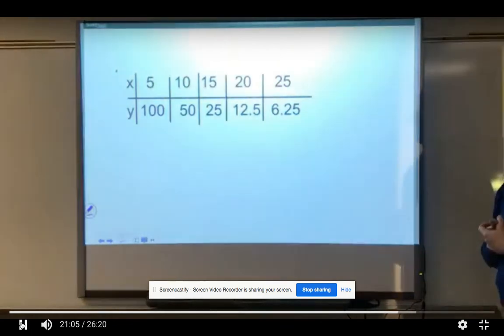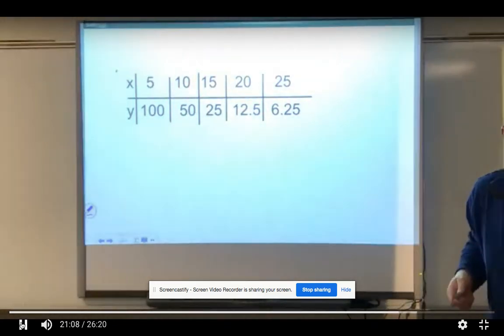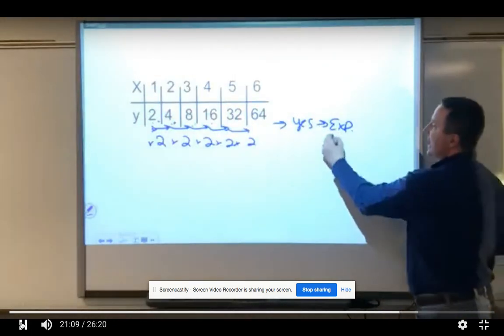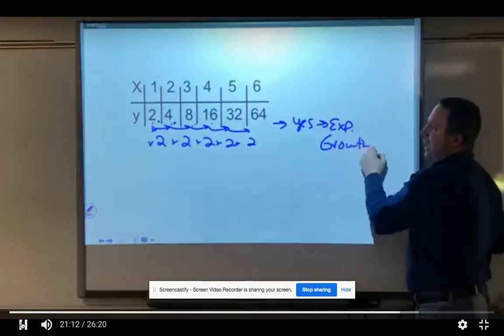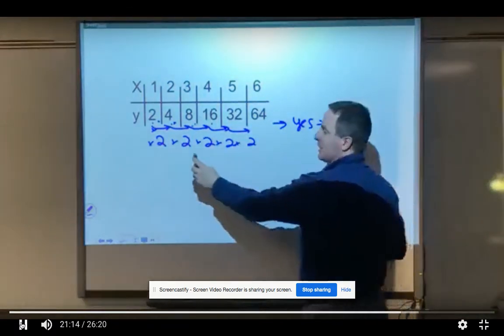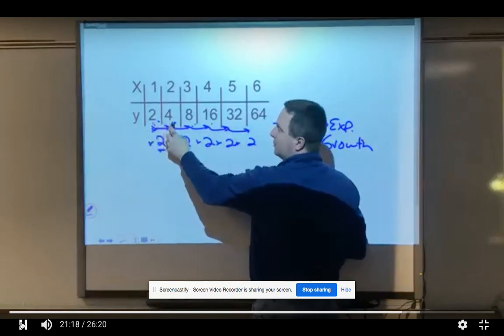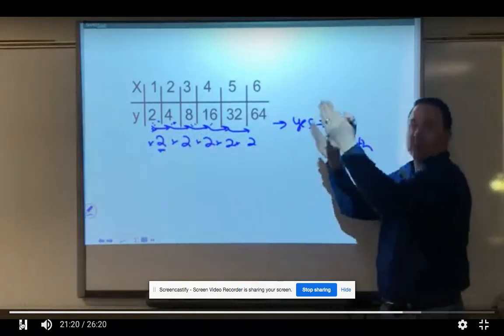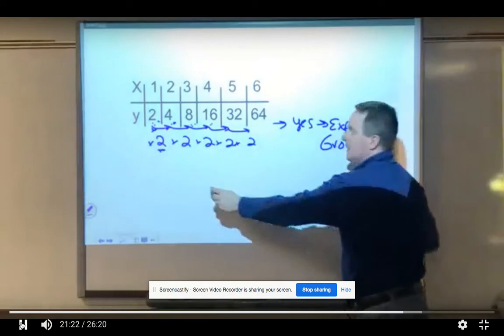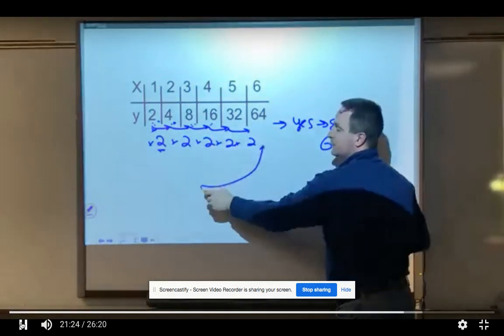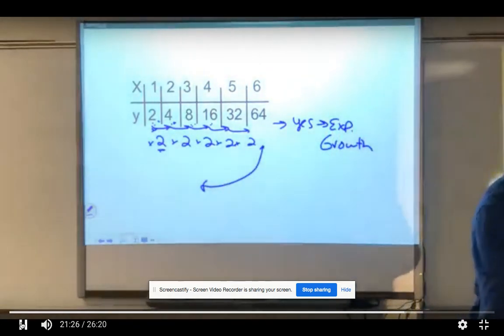Okay, how about this guy? Ooh. Things are getting smaller. And by the way, let me back up one second. This would represent exponential growth. One way to tell is because this multiplier is a number bigger than 1. And also, you can tell the numbers are getting bigger. If you were to graph them, it's going to look something like this. Let's skip ahead to the next one here.